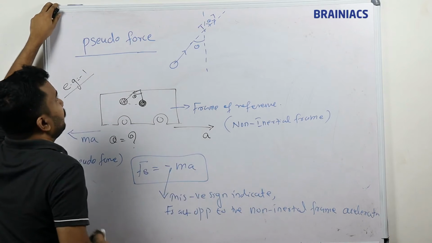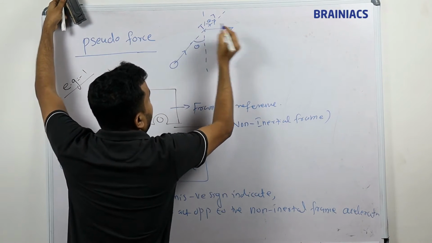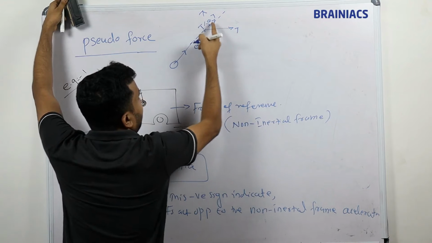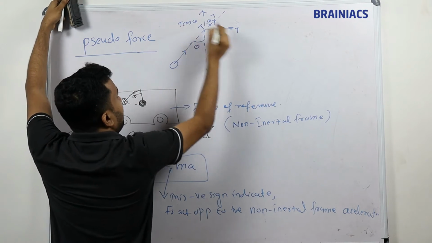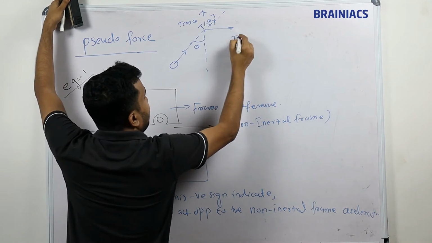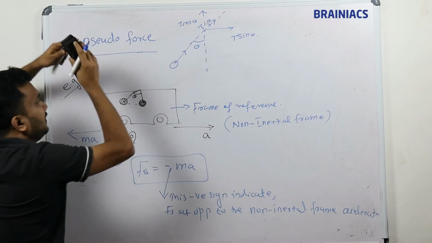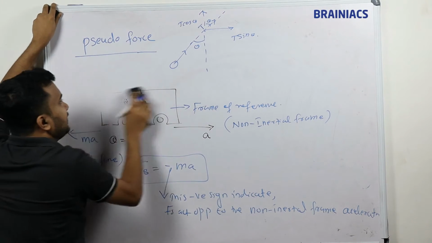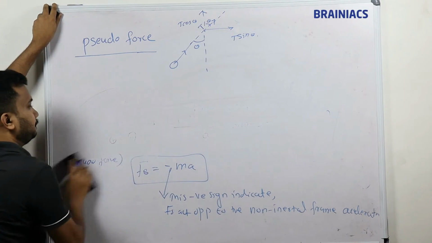The component which is nearer to theta is called T cos theta. The other component is called T sin theta. So this angle is theta, and T cos theta and T sin theta will be there. So the diagram will be like this.